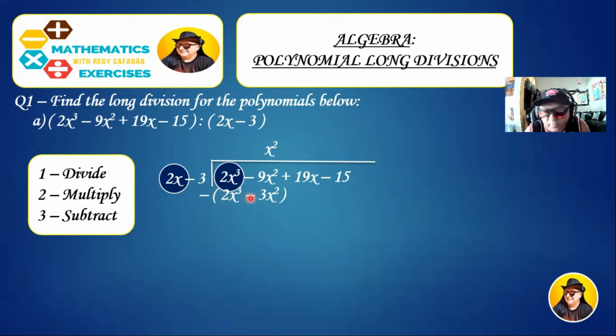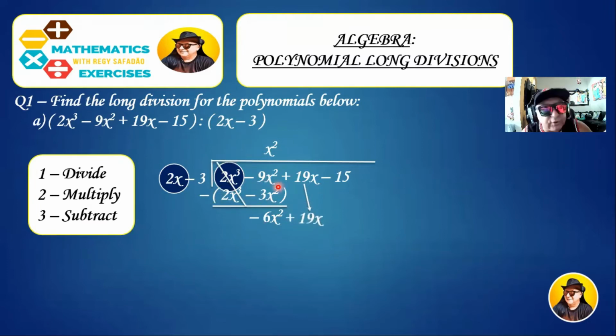Okay, let's operate. Okay, 2x cubed here minus 2x cubed is over. It is 0. Okay, so I can eliminate them. Okay, so cancel. And now let's operate. Minus 9x squared plus 3x squared. All right, so it's gonna be minus 6x squared. Okay, and now plus 19x comes down like this.